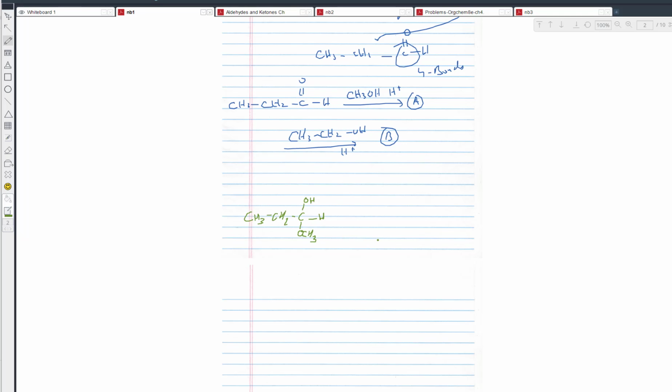You're right. And this is a hemiacetal. And I can proceed to B, right? Yes. Alright, B will be... So it's this same molecule? Or, like... Okay.